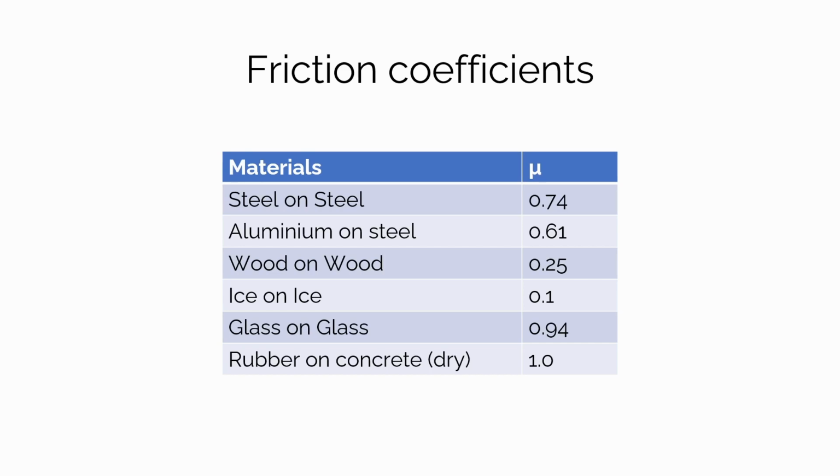Usually when you start looking for friction coefficients, you will find a table very similar to this. We can see that when steel interacts with steel, we have a certain friction value. When ice slides on ice, we'll have a much lower friction value. So the question is, how do you define this in a physics simulation?